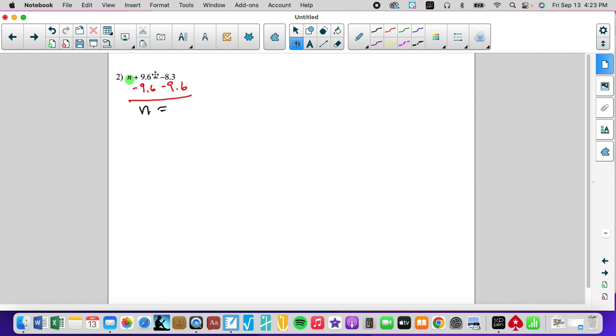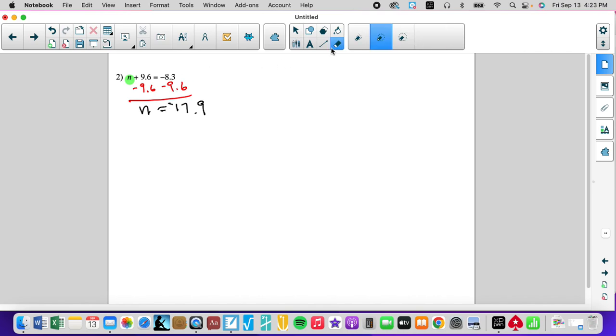And we should notice that we have a negative 8.3 and a negative 9.6. So we are going to combine both of those, and we're going to get a larger negative number. So a negative and a negative make a bigger negative. Only when multiplying and dividing do we start thinking about other things. So my solution is n equals negative 17.9.